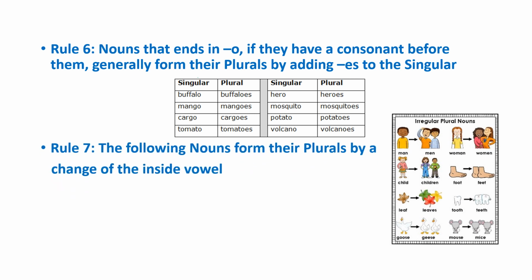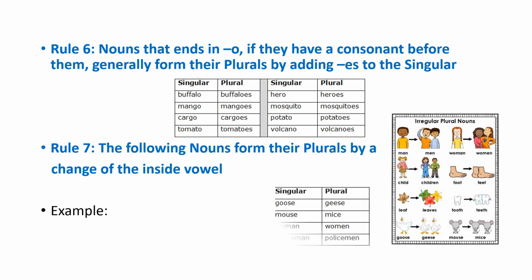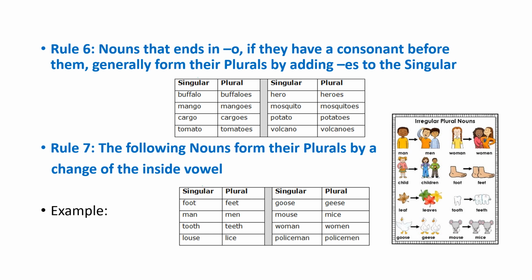Now let us learn about some irregular plural nouns. The following nouns form their plurals by changing the inside vowel. Foot. So inside it is having the vowel O. We will simply change the vowel and get the plural of foot. Foot, feet.